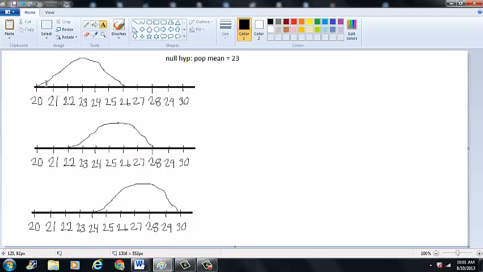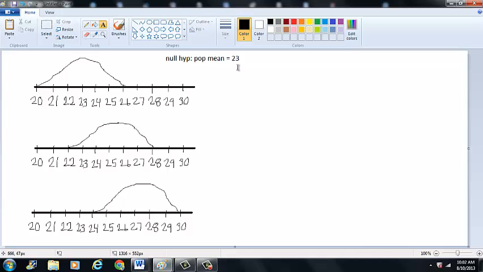So if we know that one of those two things is true, we know that the curve around the possible sample means, or the curve around the means of the possible samples, is a bell shape. And the center of that curve is whatever the population mean actually equals. But we're testing whether the population mean equals 23, so we actually don't know what the center value is. We don't know what the population mean equals.